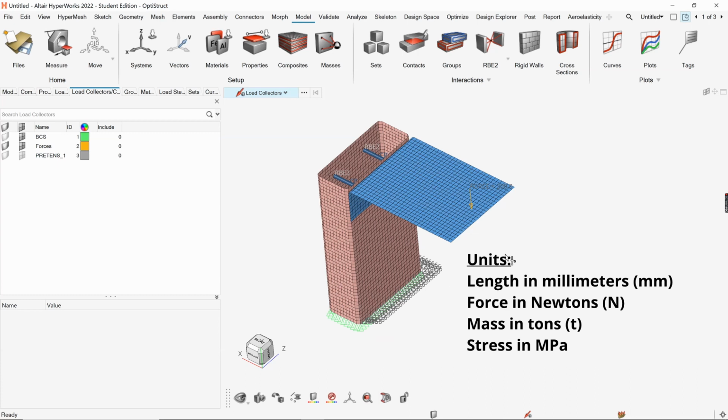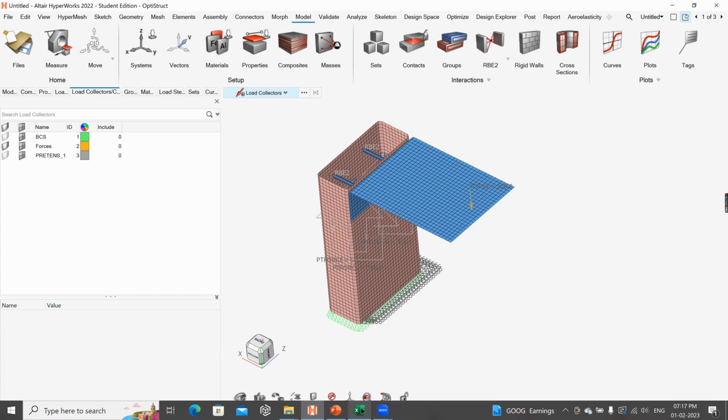The second configuration is the same as the first configuration. The difference is that we have introduced some pretension for the two bolts we have. The amount of pretension, we took from the bolt data handbook.